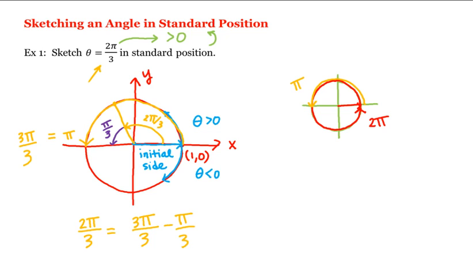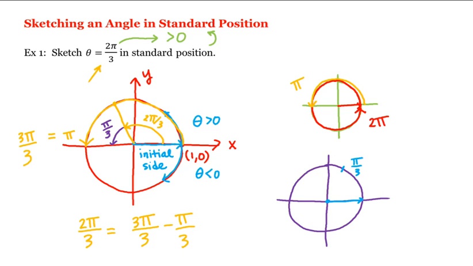Another way to think about it: here's the initial side. This would be pi thirds. That's 1 pi third. This is 2 pi thirds. This is 3 pi thirds. So this is our angle we're looking for.